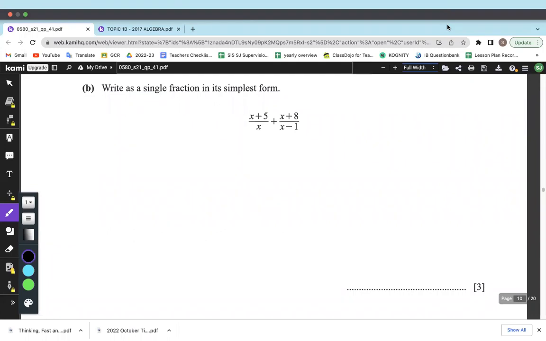Hi everyone. In this video, we will learn about partial fraction. So we'll begin by looking at this question, which I'm sure you have seen earlier. Write as a single fraction in its simplest form.